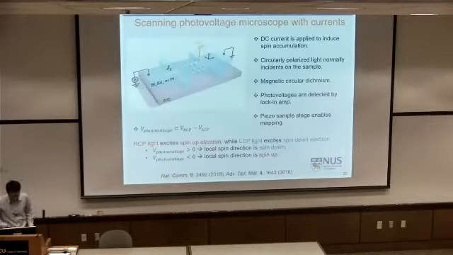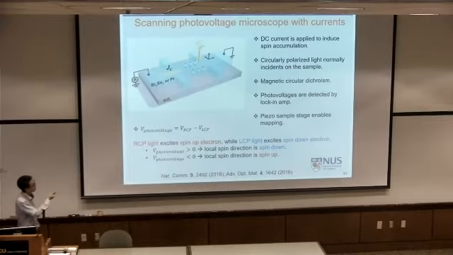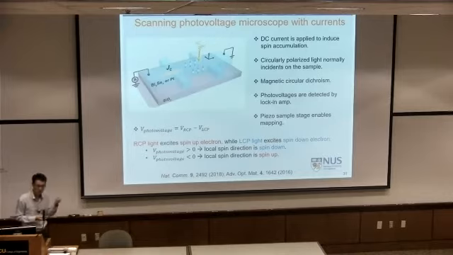So we try to make a new setup called the scanning photovoltaic microscope. We pattern a kind of Hall bar structure, and we can shine circular polarized light, right hand, left hand, and typical magnetic material has a so-called magnetic circular dichroism. Depending on polarization, the amount of absorption is different.